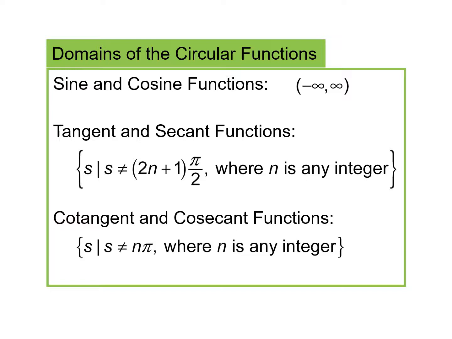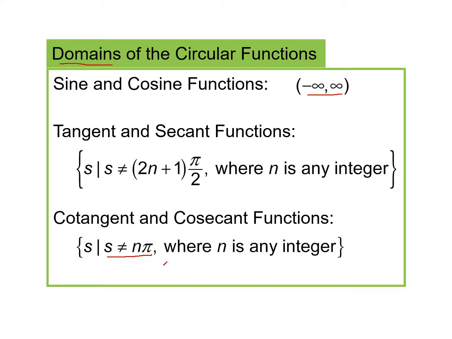The domain of the sine and cosine is all real numbers. Any number can be substituted into a sine or cosine, and you'll get a solution. The tangent has a domain. Remember, these are the inputs of f such that s cannot equal 2n plus 1 times pi over 2, where n is any integer. While the cotangent and cosecant are the set of s such that s cannot equal n pi, where n is any integer.